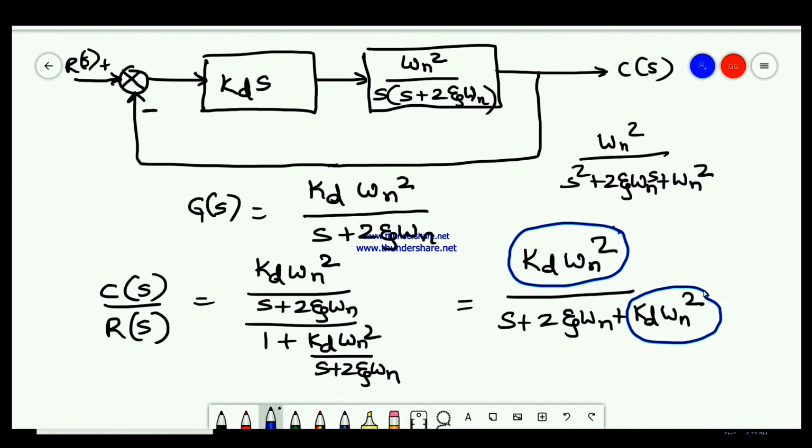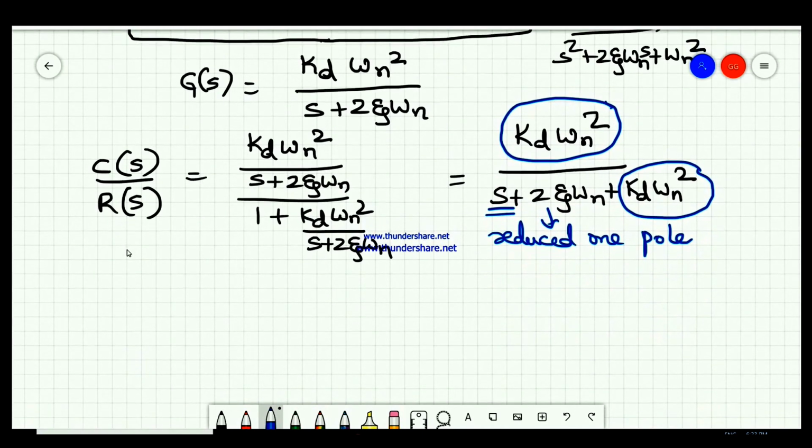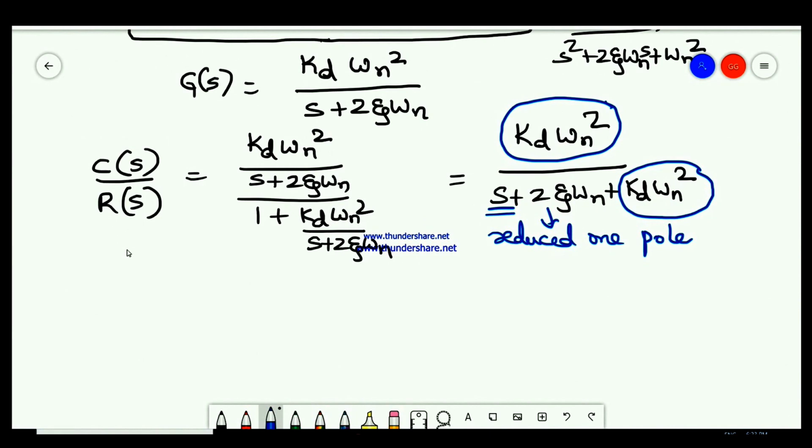But there is one more benefit in this particular system. If you see, the number of poles is reduced. The second order system equation has order s square, but you have s in the denominator in the controlled output. Therefore, you have reduced one pole by adding the differential controller. Therefore, this differential controller will increase the stability because of one pole getting reduced. Fine. So I hope you got the difference between proportional controller, integral controller and differential controller in this video.